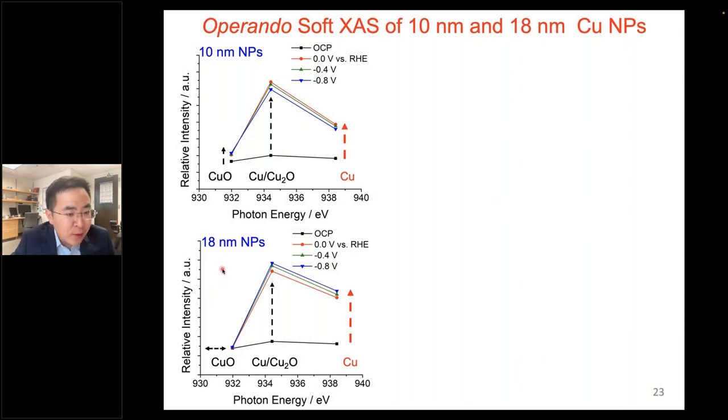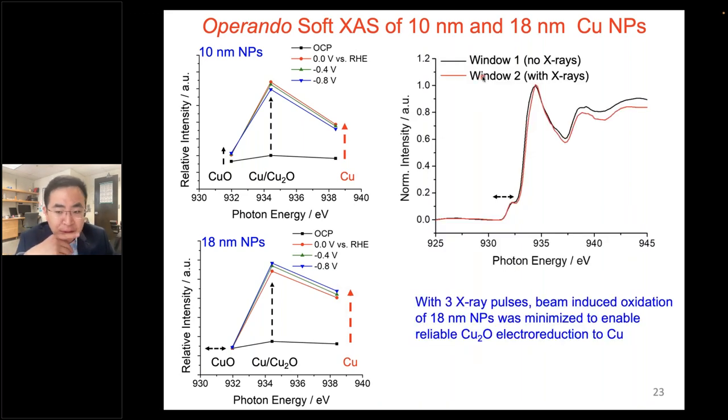For the largest particle, we finally eliminate the formation of cupric oxide, followed by reliable electrochemical reduction. So we can also cross-check with those two windows, showing that yes, in this case we see almost no observable X-ray induced beam damage. Now we are very confident that what we report in terms of electrochemical reduction is indeed free of concern about beam-induced damage.